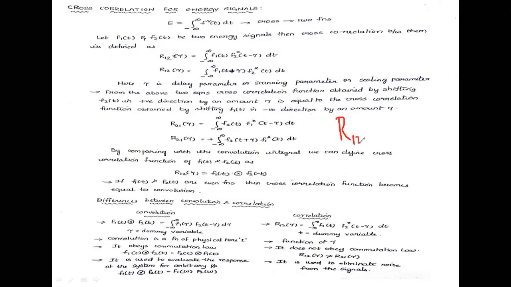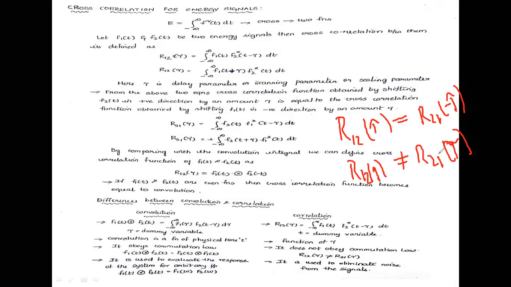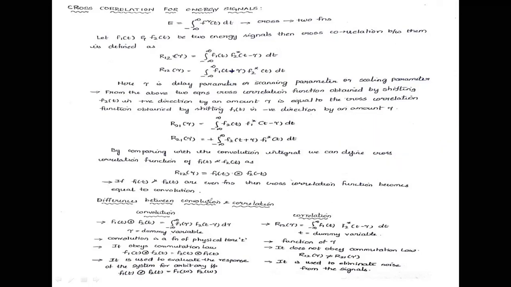Unlike the convolution, the correlation function is not commutative. R12 of tau is equal to R21 of minus tau only, and R12 of tau is not equal to R21 of tau. Only for the negative values of tau after interchanging are both equal. Got it, my students? Now the difference between the convolution and the correlation.